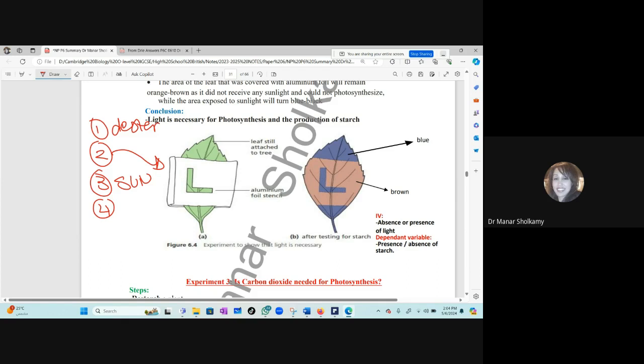So how do I know? I will prepare it. I will boil it in water and then boil it in ethanol to remove the chlorophyll and then put it in water again to make it soft. And then add iodine on this part and add iodine on this part. Which part do you expect will give me a positive result? The part that was exposed to light or the part that was not exposed to light? The part that was exposed. Okay, very good. So nice and easy.